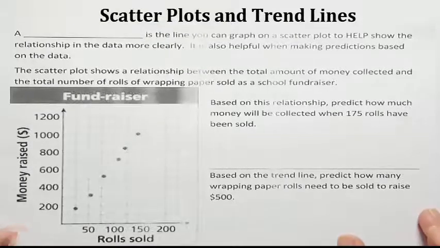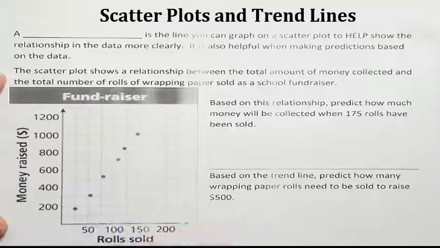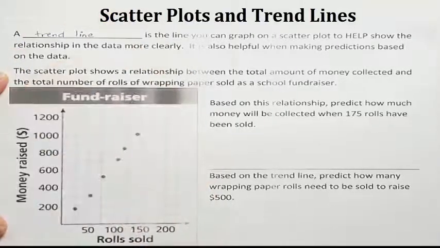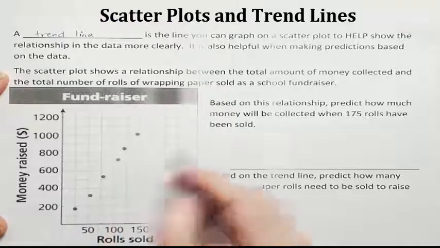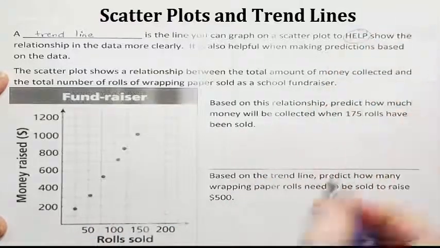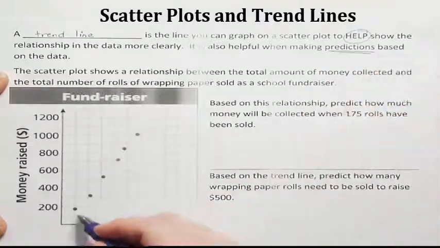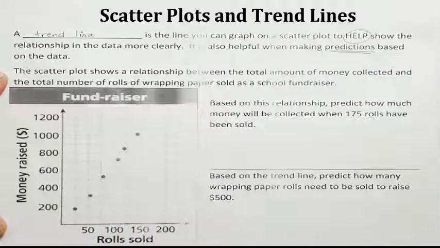So this is the last thing we need to talk about today. Scatter plots are not connected, but you can design a trend line, which is a line that you can put on a scatter plot, and it will help you show the relationship more clearly. So it helps us make predictions based on the current path and the current movement.